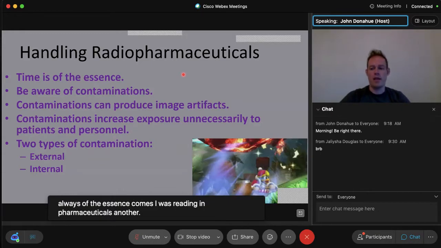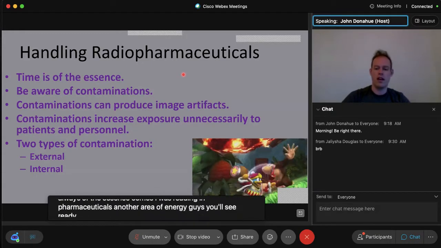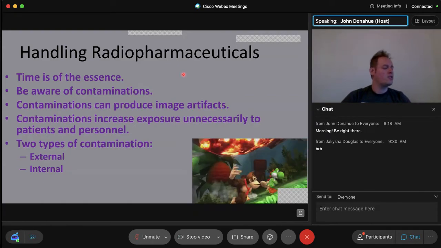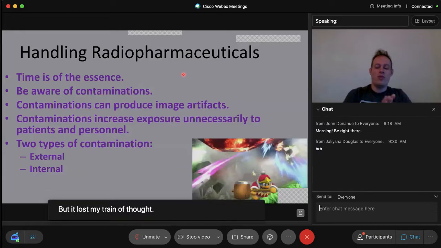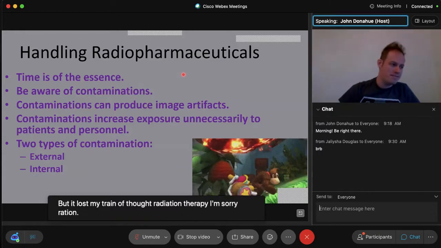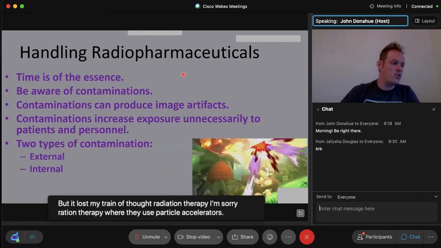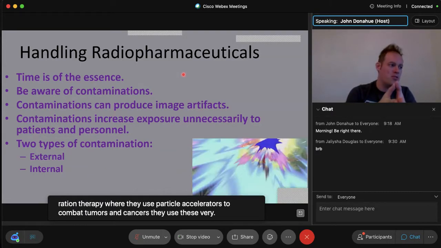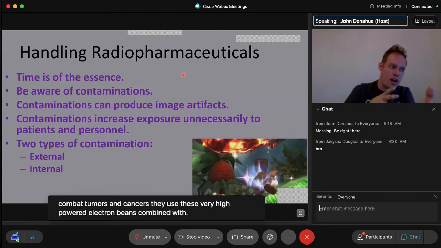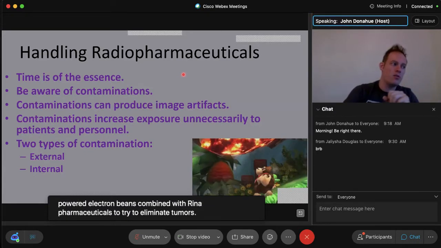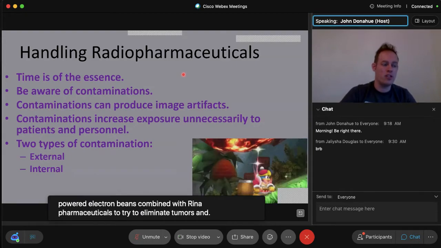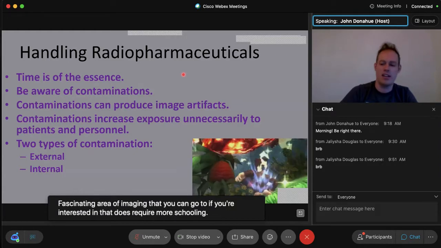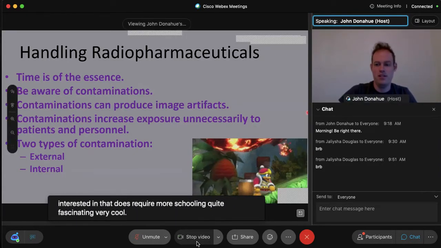Another area of imaging, guys, that you'll see radiopharmaceuticals utilized would be radiation therapy, where they use particle accelerators to combat tumors and cancers. They use these very high-powered electron beams combined with radiopharmaceuticals to try to eliminate tumors. Another really fascinating area of imaging that you can go into if you're interested in that. It does require more schooling. Quite fascinating, very cool stuff.